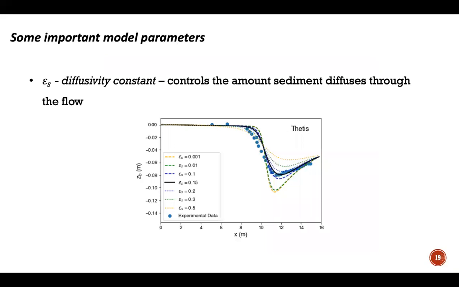So what are some model parameters that we're uncertain about? Here we have the diffusivity constant. This just controls the amount that the sediment diffuses through the flow. You might remember I said the sediment concentration equation was basically an advection diffusion equation. And you can see in this plot that changing the diffusion constant changes the output result by quite a bit. If you're just looking at it, you'd say, okay, probably 0.15 is the best approximation to the experimental data. But someone else might look at it and say, 0.2 doesn't look too bad. So you want something a bit more rigorous than that.